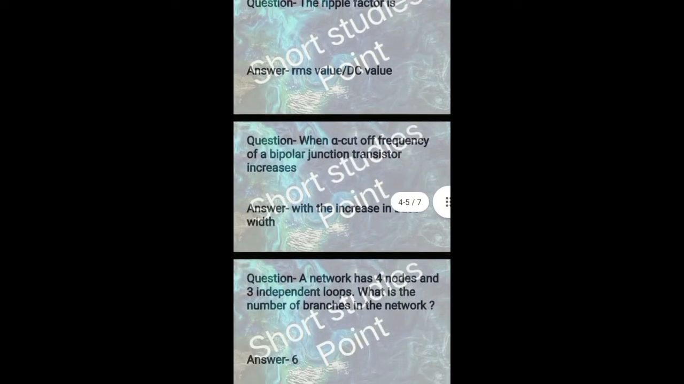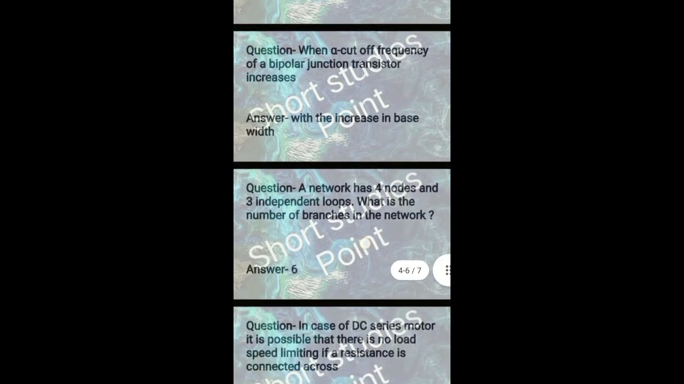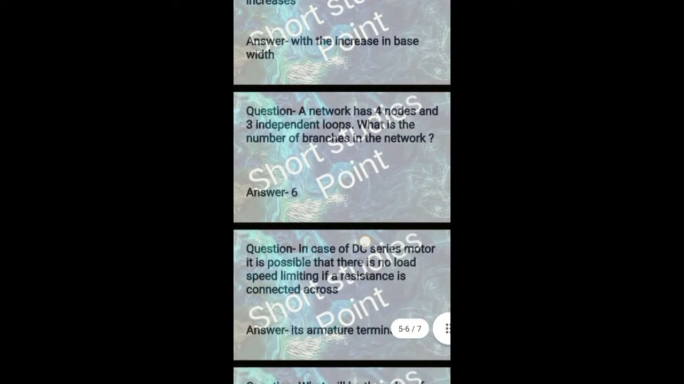Question: what is the average power in a pure inductive circuit? Answer: it is 0. Question: the ripple factor is? Answer: RMS value upon DC value. Question: when does the alpha cutoff frequency of a bipolar junction transistor increase? Answer: with the decrease in base width.